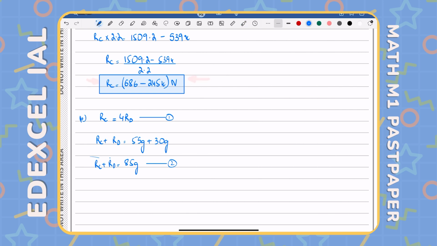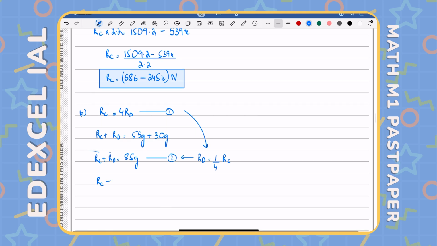So we're going to solve for RC and then we're going to replace it over here, which will then help us find out the value of X. So if I want an equation which I can solve for the value of RC, that means I will have to make RD the subject using the first equation, which would be equal to 1 upon 4 RC. Okay, so this has come with the help of the first equation, and this is now going to be substituted into the second equation. So RC as it is, plus 1/4 of RC is equal to 85G.